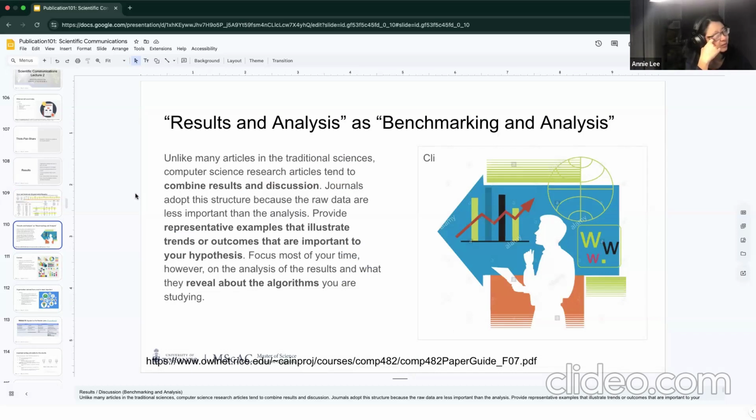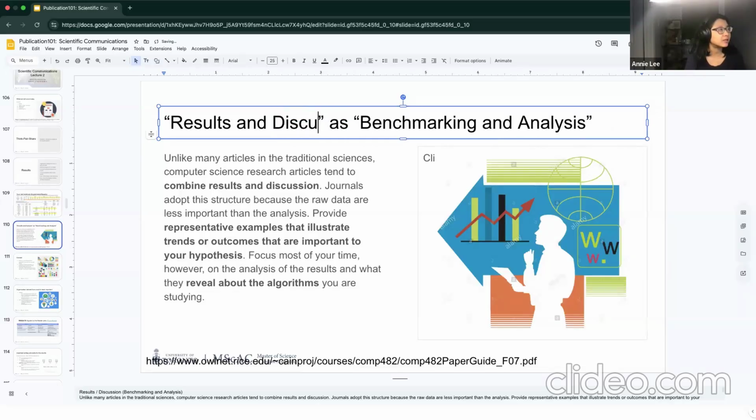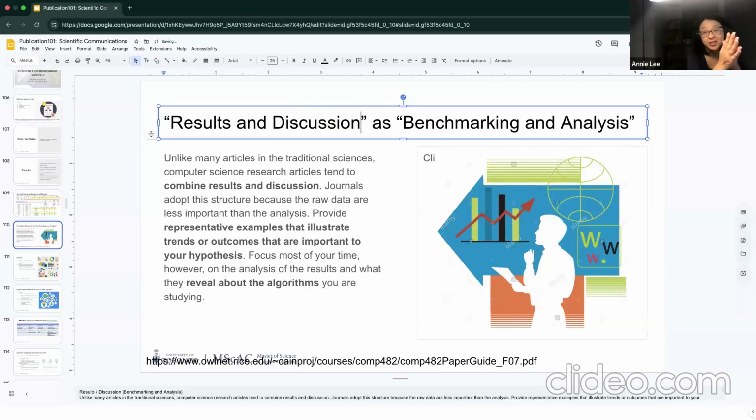Sometimes it's called results and discussions. In computer science, often results and discussions are combined together. In biology or in different fields, depending on the conference venue you're submitting to, those might be separated out into two different sections.